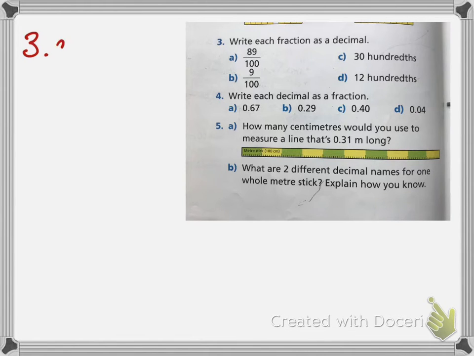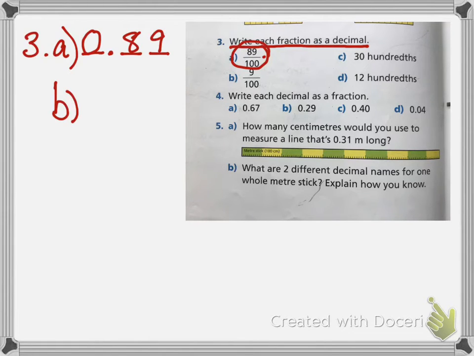Number 3. Let's read the instruction. Write each fraction as a decimal. So they're giving it to us as a fraction, but now we have to write it as a decimal. So what I would like you to do for A is I'd like you to pause the video and then write that, and then I'll show you what the answer is. Okay, 0, decimal, 8, 9. Remember, we don't say 89. Okay, B, I want you to pause the video and try that one.